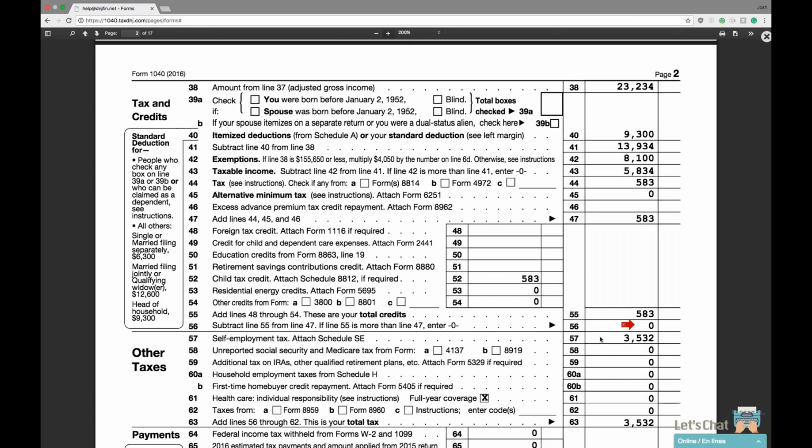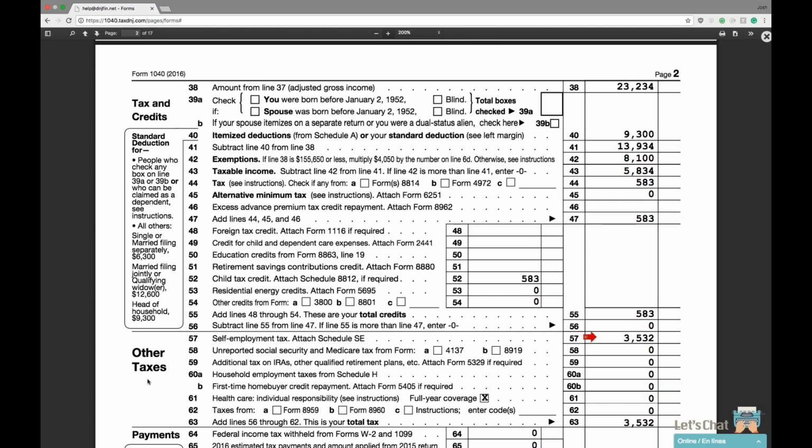But remember, you are self-employed. You have that situation where, guess what? You have to pay tax. You have to pay Social Security and Medicare, because that's what that is. So you have a self-employment tax of $3,532. That's your self-employment tax.